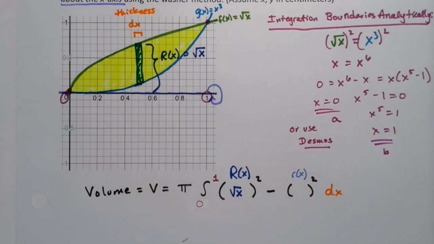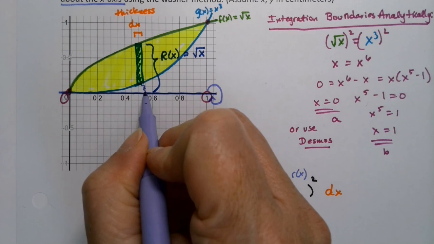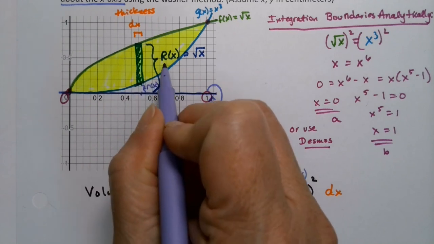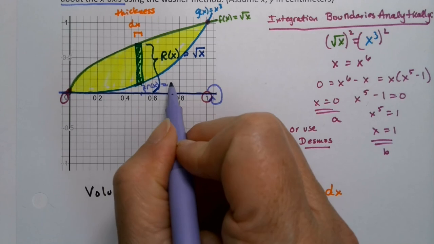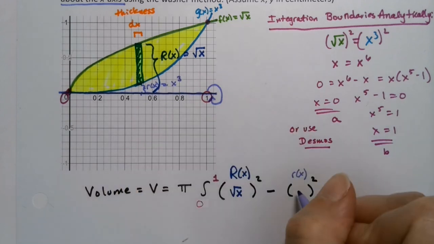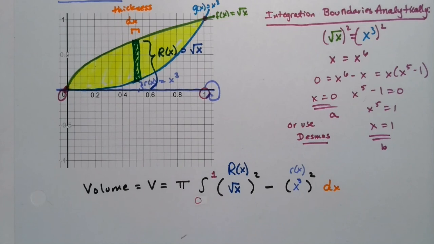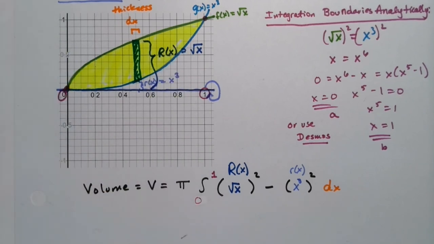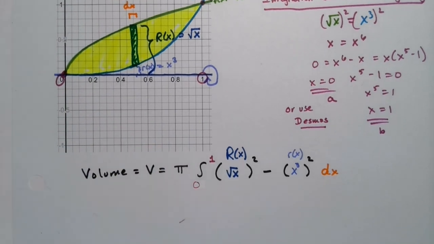Little r of x is this distance right here, the distance from 0 to that inner portion of the curve, which is x cubed. Because for that region from 0 to 1, the square root of x is the larger curve. It's the outer curve when you swing it around the x-axis. Great. All right, so we're done.